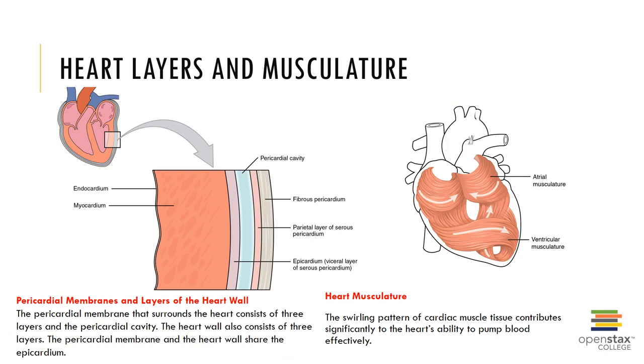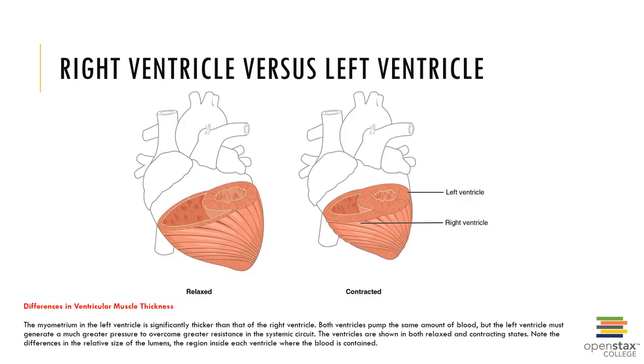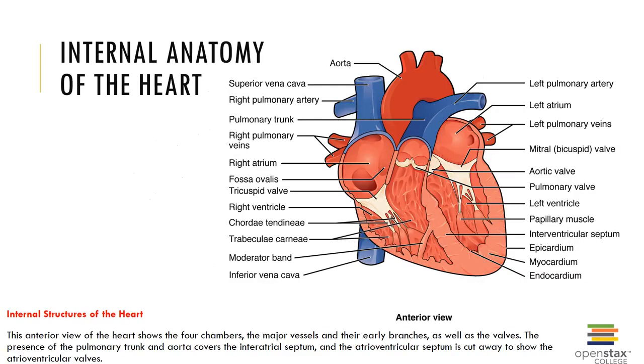Here you can see a different view of the muscle and heart layers that we spoke about previously. And in this view, you can see the difference in the right ventricle versus the left ventricle, noting the difference in the ventricular muscle thickness. The internal anatomy of the heart is shown here, where you can see the fossa ovalis, the pectinate muscles, and the trabeculae carneae, as well as the interventricular septum that I just spoke about.